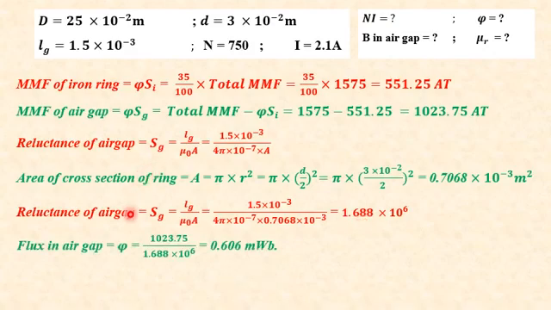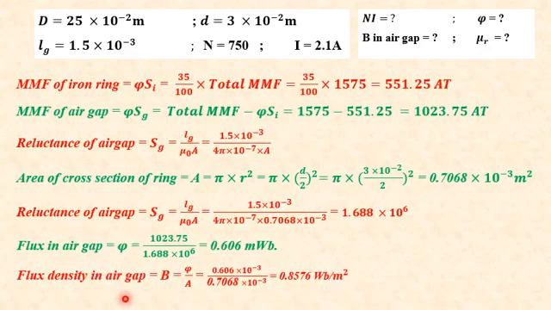By substituting in the MMF of air gap equation, we get the flux in the air gap as 1023.75 divided by 1.688 into 10 raised to 6, that is 0.606 milliweber. Hence the flux density in the air gap is equal to flux by area of cross section, that is 0.606 into 10 raised to minus 3 divided by 0.7068 into 10 raised to minus 3, which equals 0.8576 Weber per meter square, or 0.8576 Tesla.